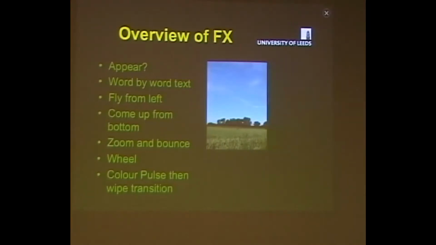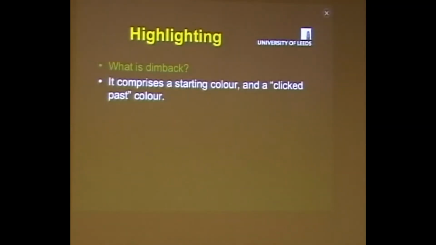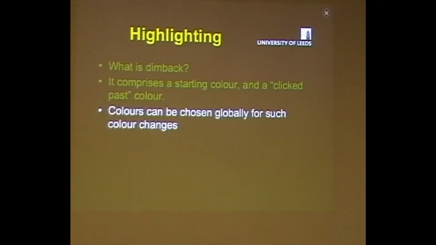And you can do, obviously, I think as well. Dim back, I think, is the phrase for it in PowerPoint. And it's a starting colour, which we've got here. So that's the white, and the click pass colour, which we've made green because it goes in the background, but we chose a different green so it still stands out like that. And you can choose that normally globally. And that could be that for that one. Order appearance. Here we go.